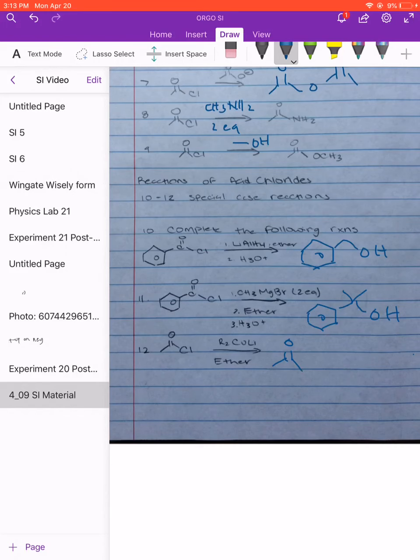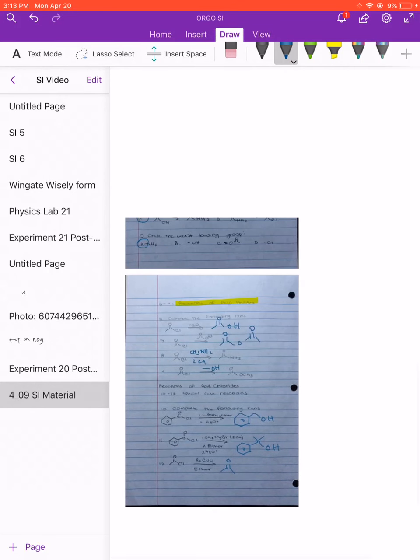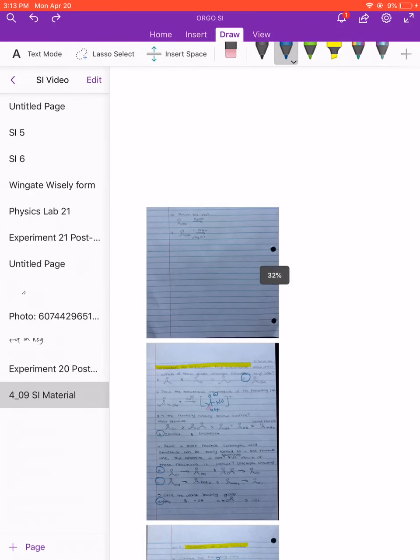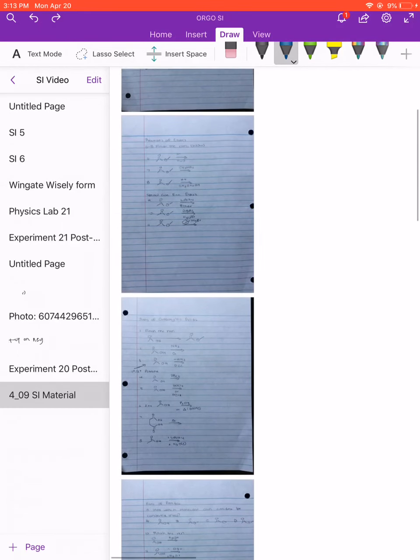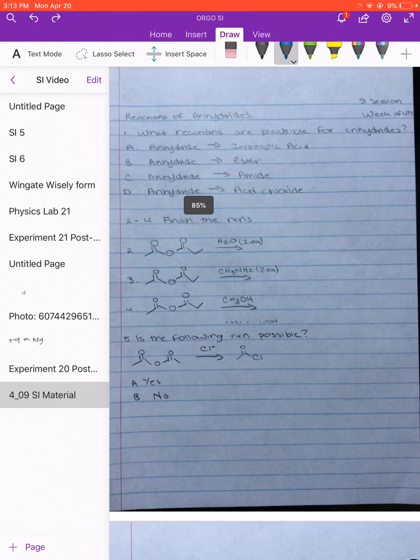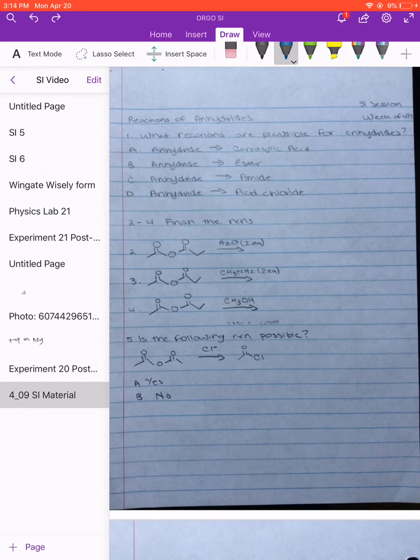Okay. So now that we're done with this, we're going to go back up, and we're going to do the rest of the problems that I have prepared. So this material is from the Reactions of Anhydrides video that Dr. Plummer prepared.